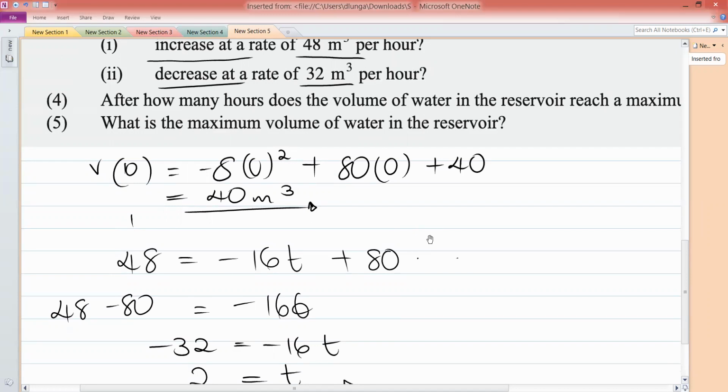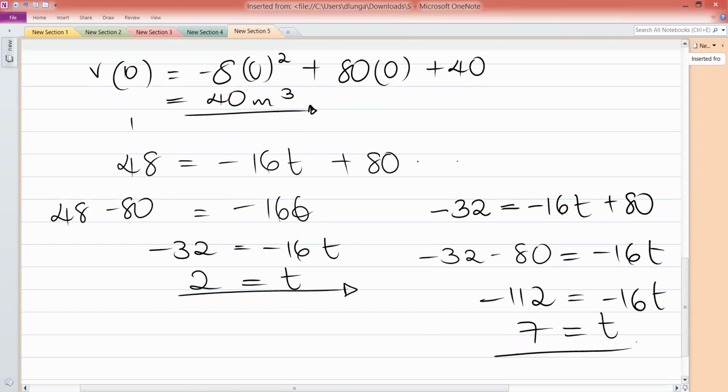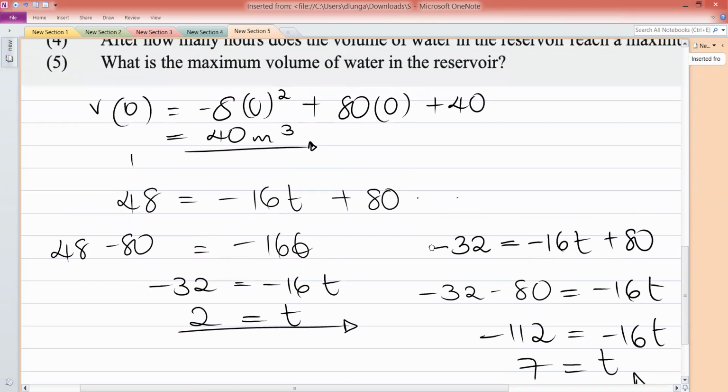Then it was decreasing at a rate of 32. So what would you have to do there? If it's decrease, it would be -32 equals -16t plus 80. Okay. So -32 minus 80. This gives us -112. Divide both sides by -16. T here is equal to 7. Okay. All right. Do these two make sense so far?